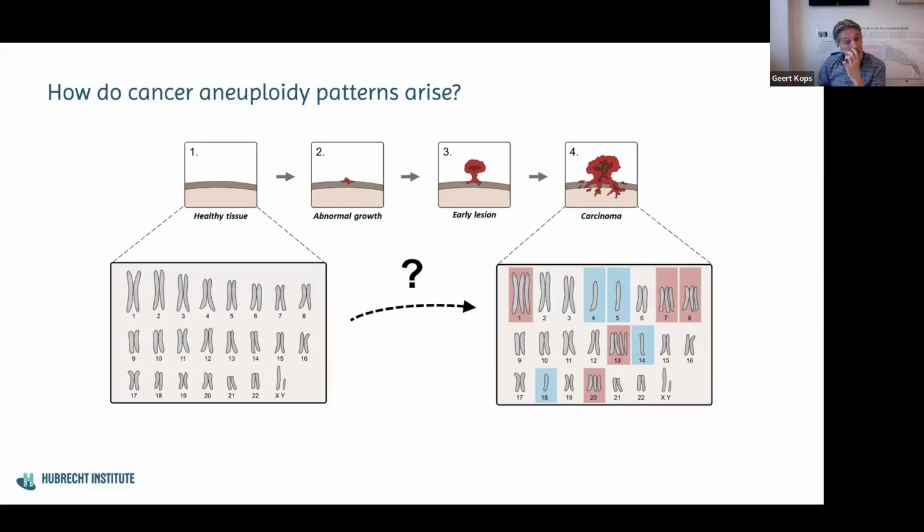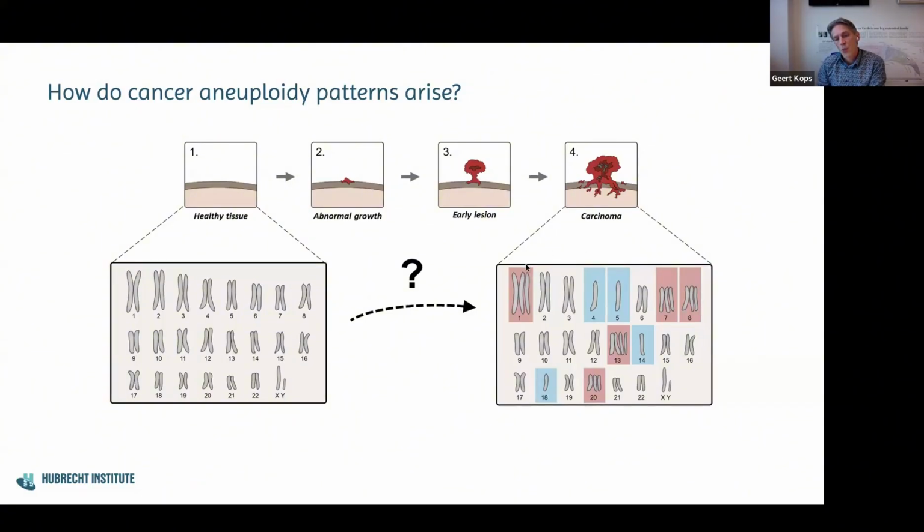All right, the second question I had was about cancer aneuploidy patterns. I won't go into this very deeply, but I just want to highlight one study that we published a number of years ago. This has to do with the question of how do you get from a diploid cell in the healthy tissue to one that has a particular copy number alteration. And this is an example of colorectal cancer.